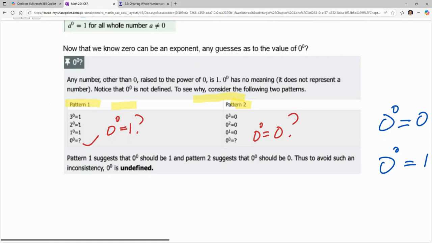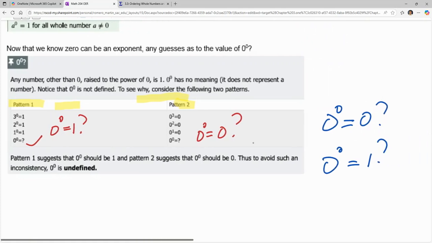3 to the power of 0 is 1, 2 to the power of 0, 1 to the power of 0. So looking at the pattern, you would think 0 to the power of 0 should equal 1, right? The pattern indicates that as we decrease the base by 1, keep the exponent the same, it all equals 1. So yeah, equals 1, sounds cool. But if we do 0 cubed, 0 squared, 0 to the 1, it all equals 0. So we think 0 to the 0 equals 0.